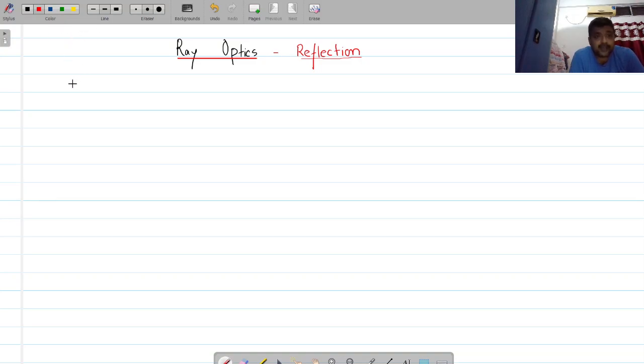Now, first is with regard to the properties of light. In this chapter, when we say light, we are talking about the part of the electromagnetic spectrum which we can see. That is, light means the visible light.